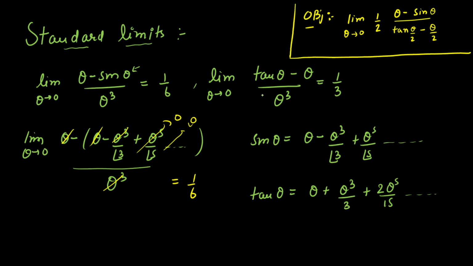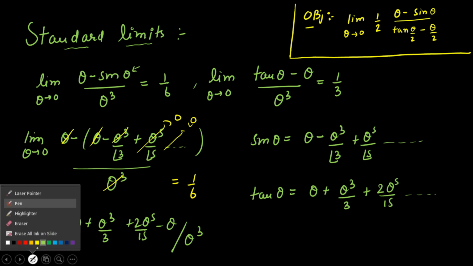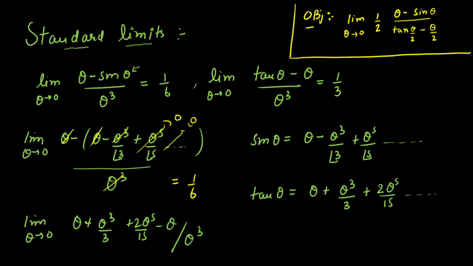Similarly, I am going to calculate the second standard limit, that is limit theta tending towards 0, tan theta minus theta upon theta cube. Now I'm going to plug the value of tan theta here, that is theta plus theta cube divided by 3 plus 2 theta raised to power 5 upon 15 minus theta whole divided by theta cube. Now again you see here theta and minus theta will cancel out, and the rest of the terms are as they are here.